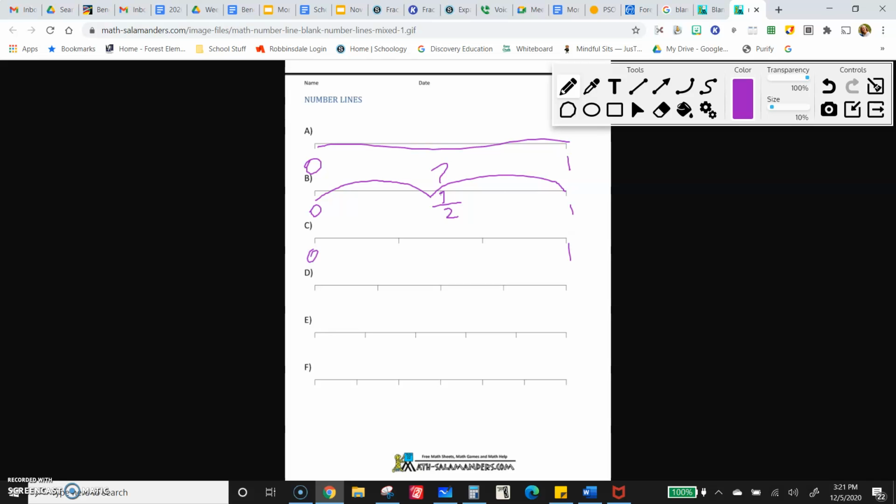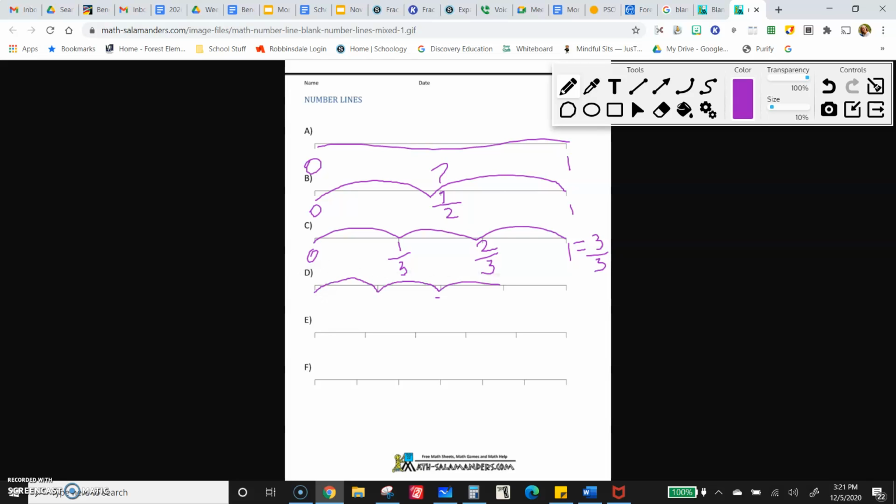Again, if we have 0 to 1 here, we can count, okay, that's 1, 2, 3 pieces. So it's in thirds. So this would be 1/3, and then we have 2/3, 3/3, which is the same thing as 1 whole. As we keep going, it's tempting for students to start counting and go 1, 2, 3, 4, 5. It must be fifths. But no, no, no. You have to count how many jumps.